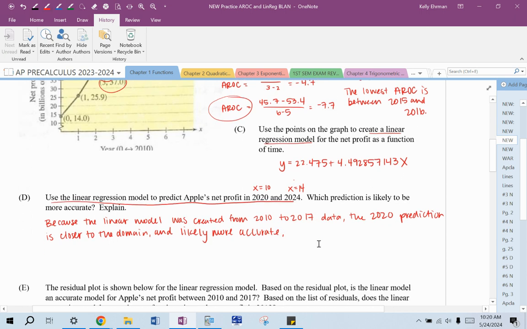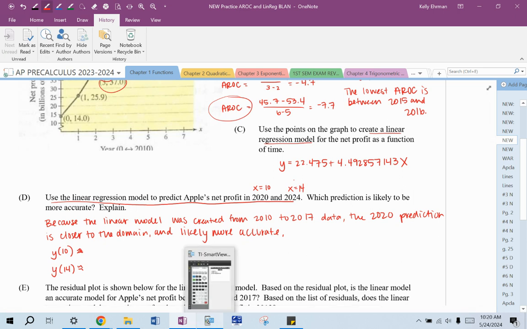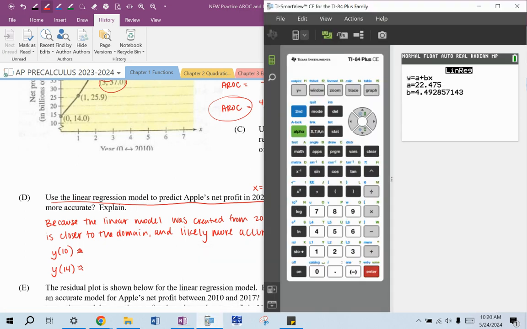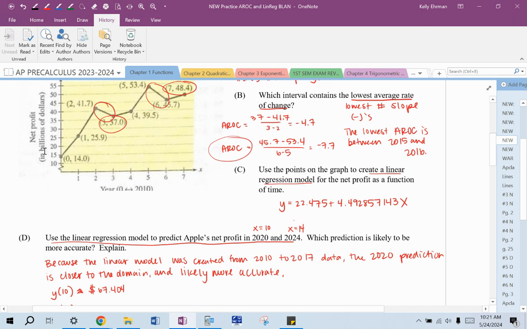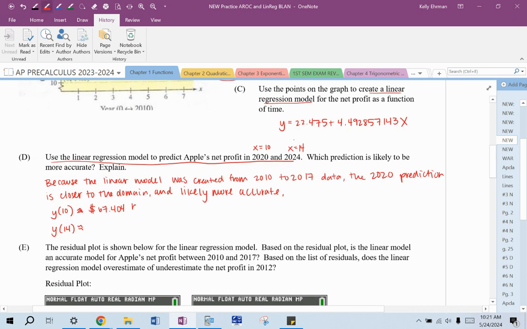Okay, and then we need to find both predictions. So y of 10 and y of 14. Use approximately equal to here, since we're going to be rounding. Remember, we saved this in y1, so you don't have to type all of this. You just go to alpha trace, y1 of 10, round this to 3 places. So $67.404. What's the label on this? It says net profit in billions of dollars. Always label your answer.